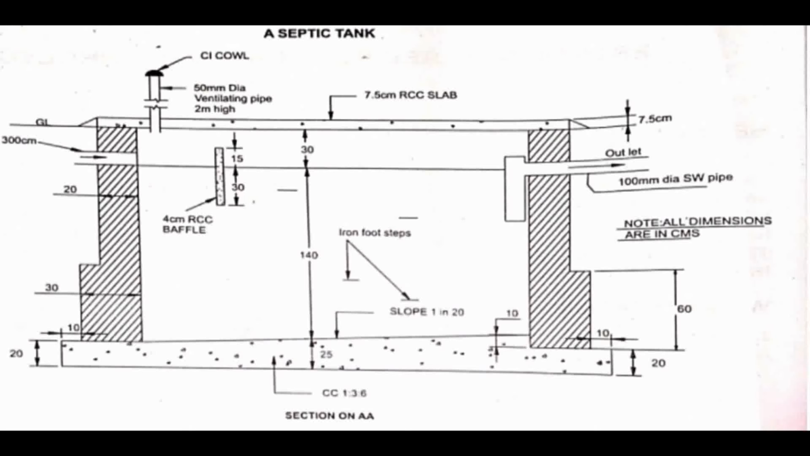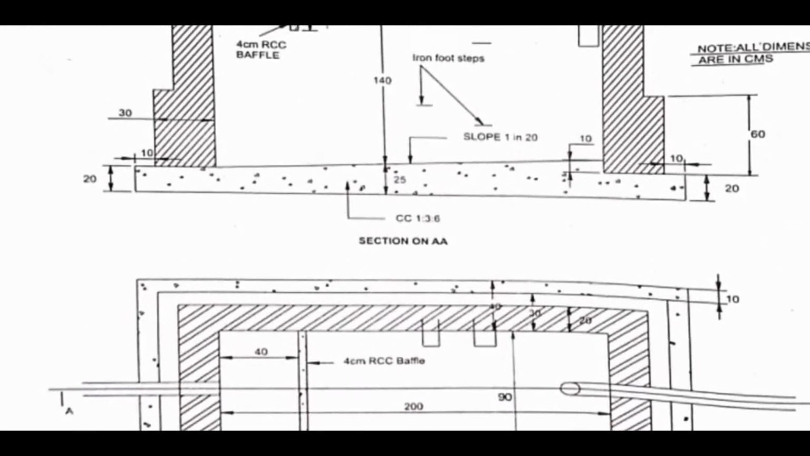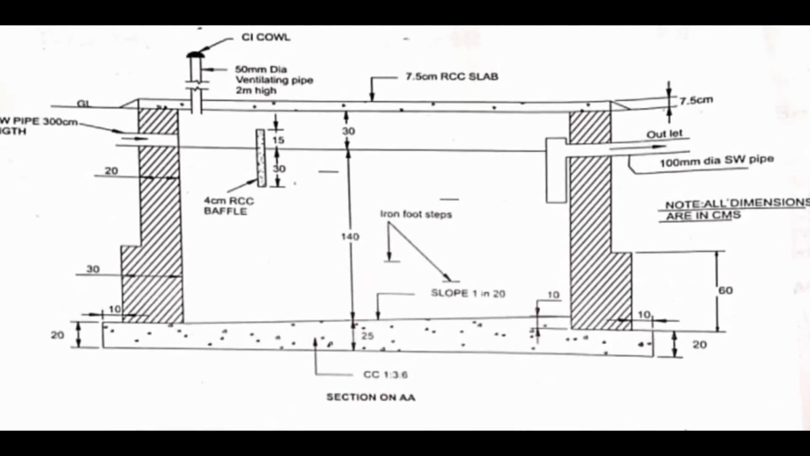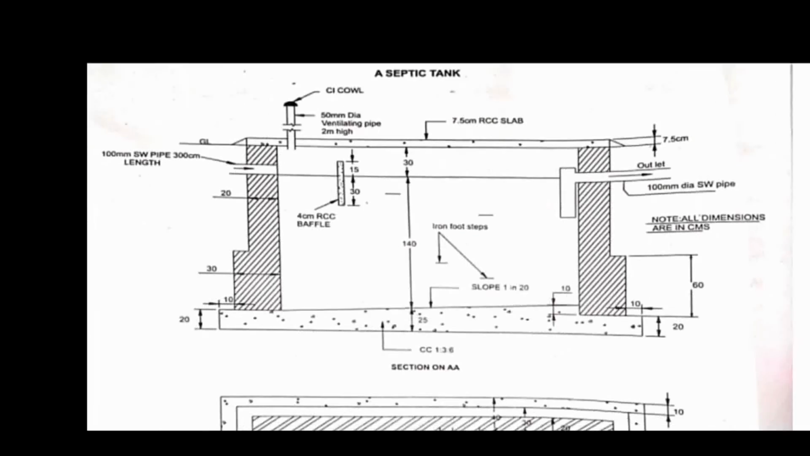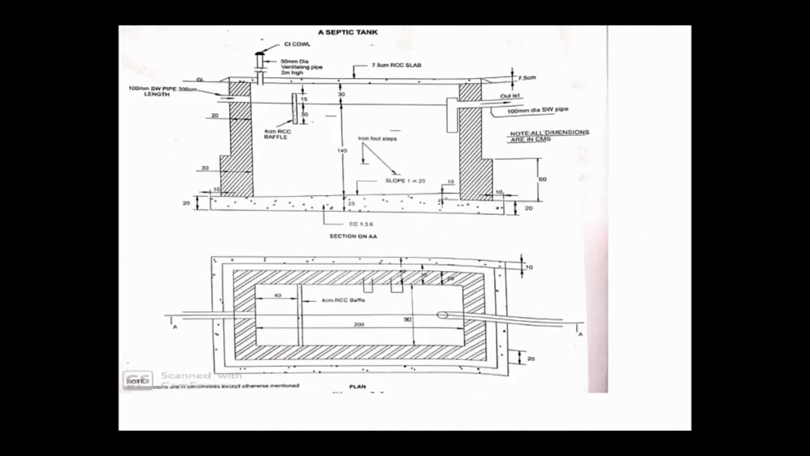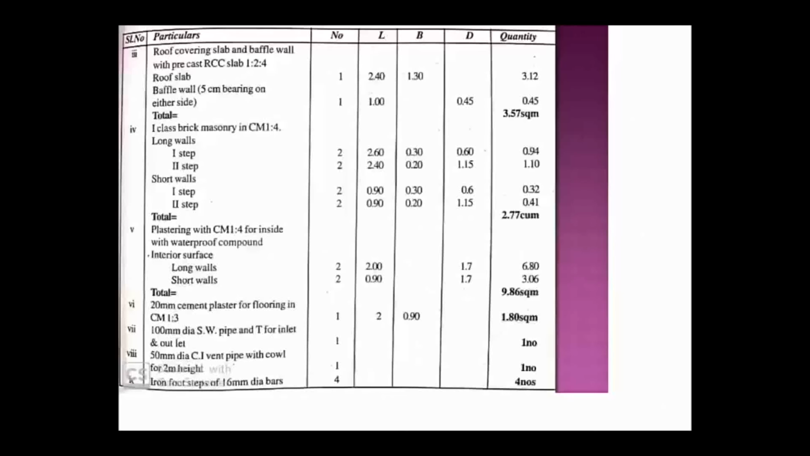And then again for the short wall the length is how much? It is 90, right? So 90, and again the depth is 170. Like this you have to consider. So when I take the plastering for the long wall, two numbers of long walls are there, and the inside to inside dimension is 2, that is 200, and the depth is 1.7. And for the short walls, again two numbers of short walls, the inside to inside dimension is 0.9 and the depth is 1.7. So the total quantity is how much? 9.86 square meter, right? This is about the plastering.